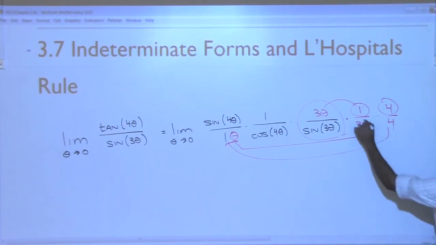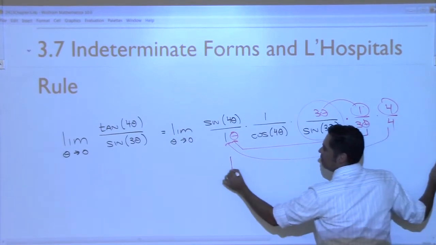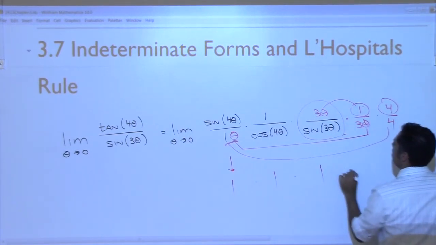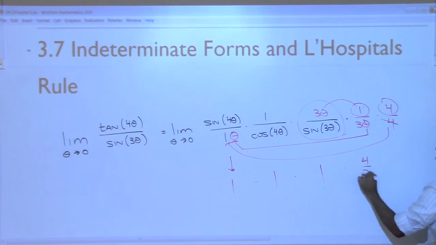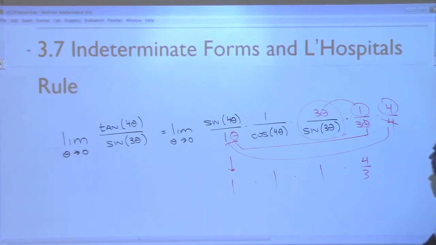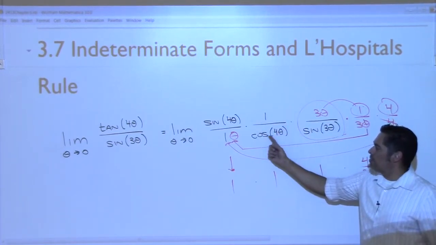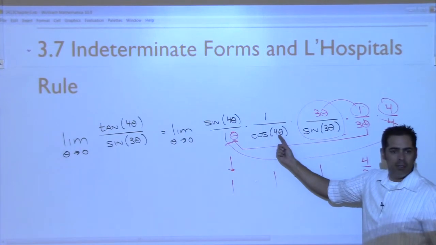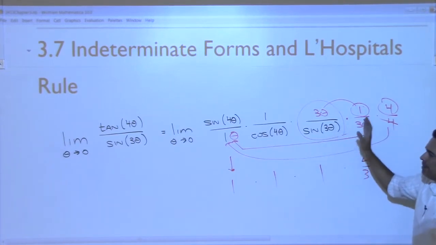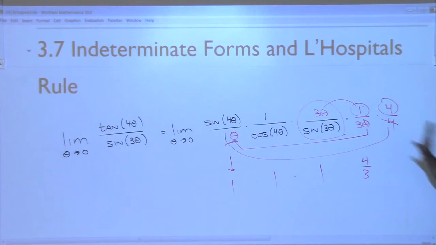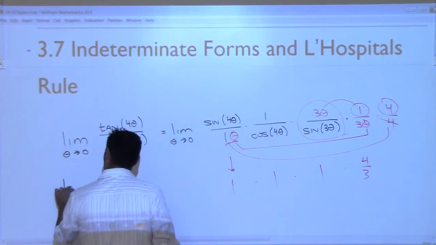Then that theta's gone. So this one goes to 1, this one goes to 1, this one goes to 1, and what's left over is the 4 on top and the 3 on the bottom. You get 4/3. So you remember how much work that was? Why did you want to take the additional 4 and put it on top of the cosine 4 theta? That is not a problem, because as theta goes to 0, cosine of 0 is 1. So even if you put the 4 up here, you get 4 over 1, which is just 4. I'm not reteaching this, I'm just reminding you how bad it was.